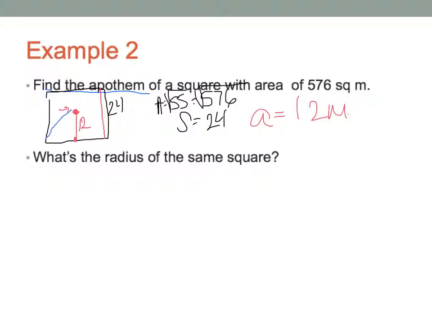If this is 12 and this is 12, I know it's a 45, 45, 90 because it's in a square, and that leads me to believe my hypotenuse then is going to be 12 root 2. Based on the 45, 45, 90, my hypotenuse of the triangle, which is the radius of my square, is 12 root 2 meters.